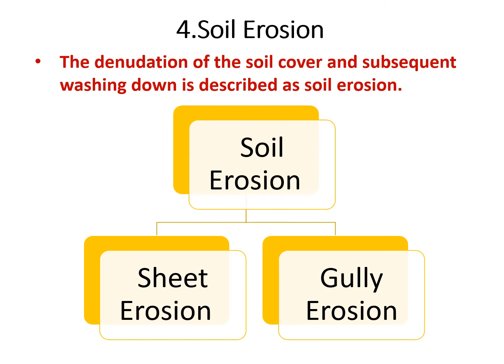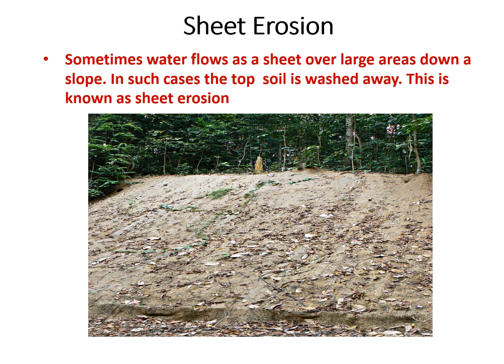The process of soil formation and erosion go hand in hand, and generally there's a balance between the two. Soil erosion. The denudation of the soil cover and subsequent washing down is described as soil erosion. That is, when the soil gets washed away. Soil erosion is seen in two ways: sheet erosion and gully erosion. Sheet erosion. Sometimes water flows as a sheet over large areas down a slope. In such cases, the topsoil is washed away, and this is known as sheet erosion, which you often get to see in the hilly areas.